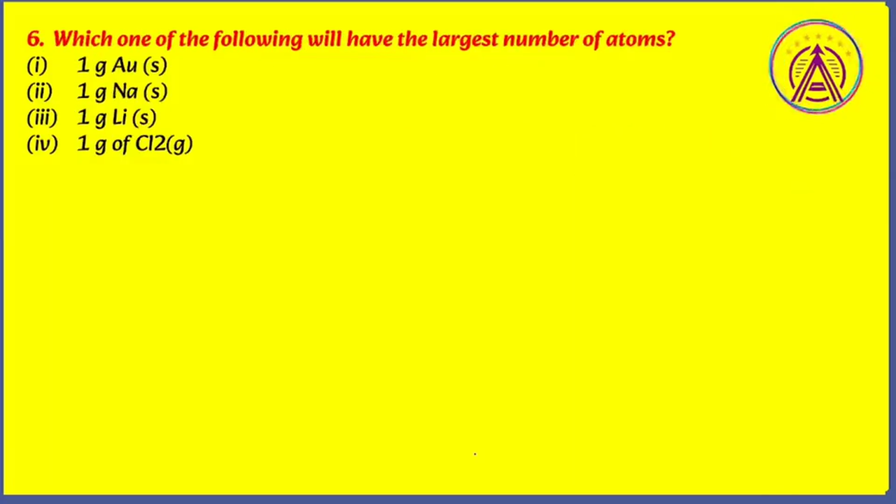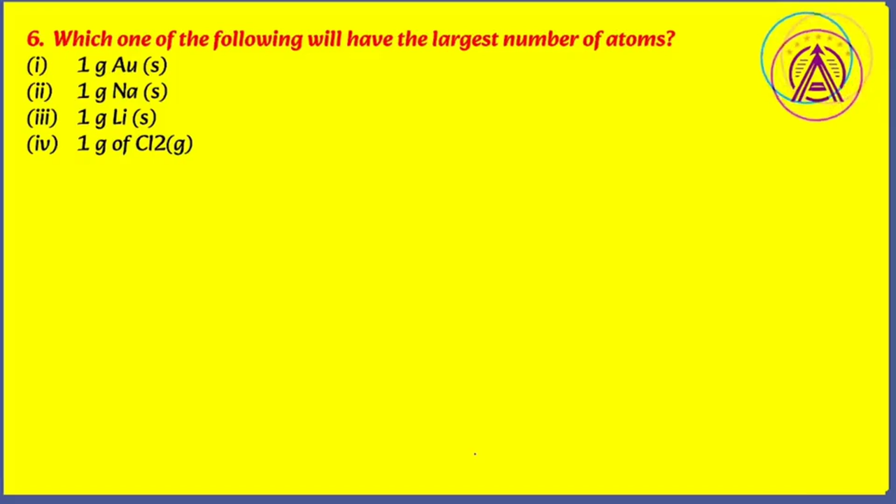Which one of the following will have the largest number of atoms? Okay, so slightly tricky question over here. You have 1 gram of Au, nothing but gold, 1 gram of sodium, 1 gram of lithium, and 1 gram of Cl2, that is nothing but chlorine gas. Okay, so how can you find out the largest number of atoms? First see 1 gram corresponds to how many moles. Once you know the number of moles, you know 1 mole has Avogadro number of particles, which is 6.022 into 10 to the power 23.